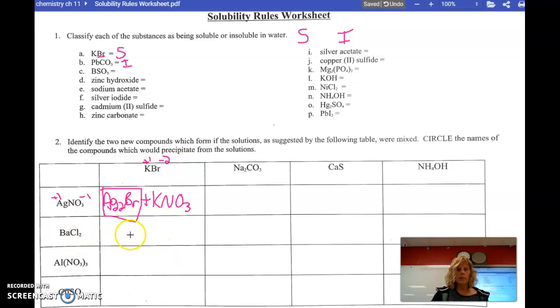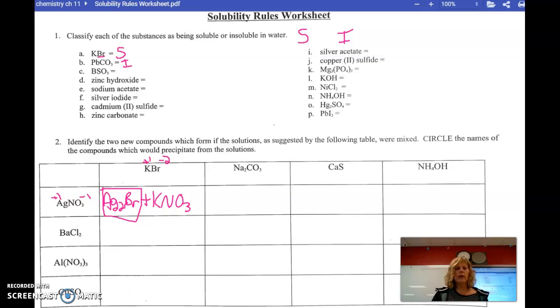So then you're going to go barium chloride combined with potassium bromide, and what would the products of that be? And then just do the same thing. Sometimes neither one of these will be soluble on this chart. Sometimes both of these will be soluble. So you really need to look.